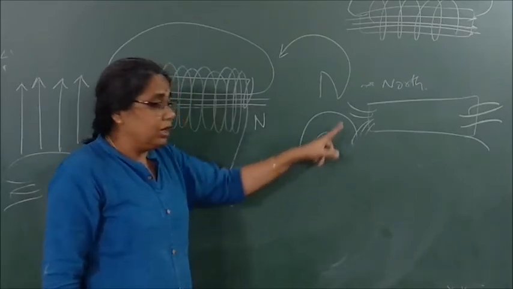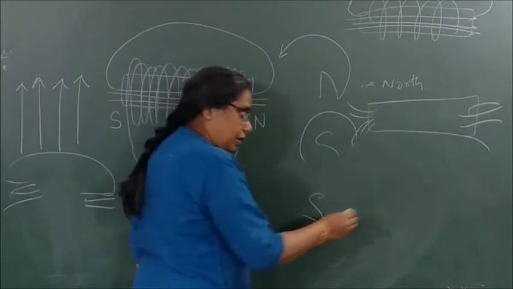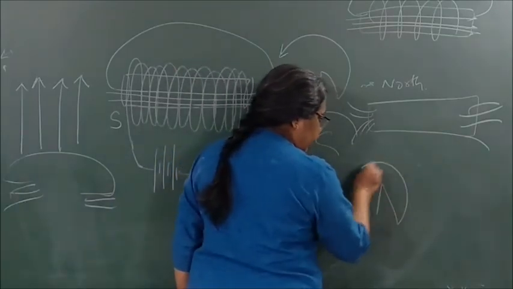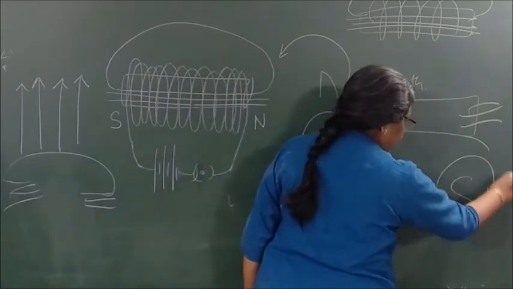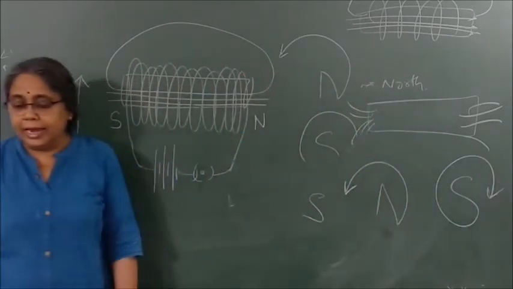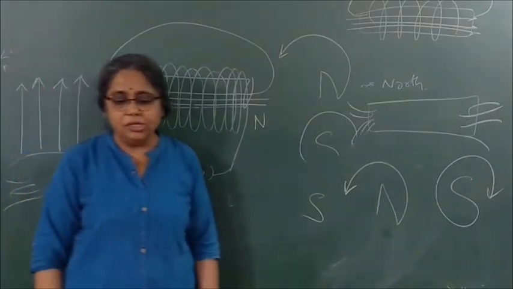You have to draw like this only. You cannot just write it in words. You have to show it using an arrow. Anti-clockwise, this is clockwise. You draw anti-clockwise as a north pole. Clockwise as a south pole.